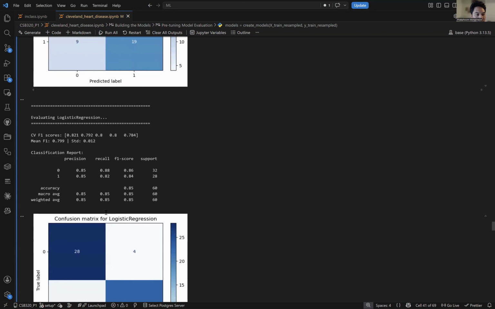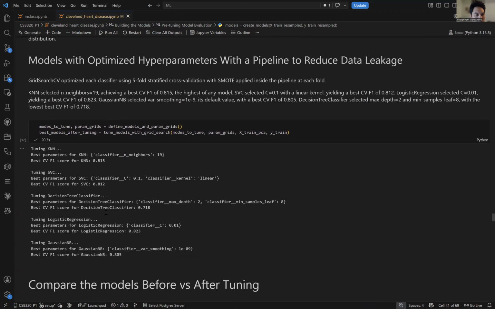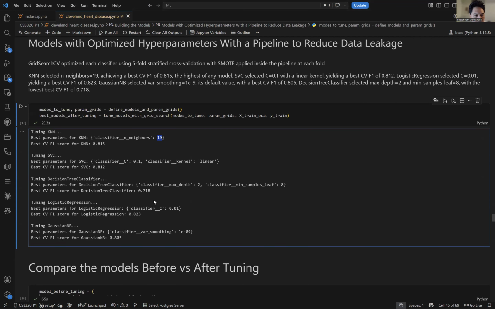So moving on to the optimized parameters. Here is KNN versus the default. It picked 19 neighbors as opposed to the default of one, with a KNN F1 score of 8.15, and these look pretty good. We'll compare those later.